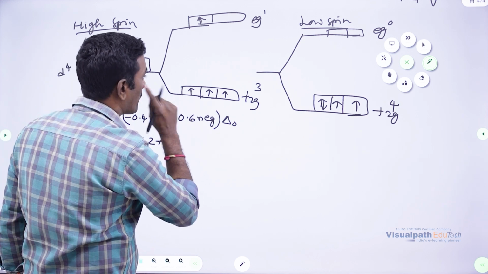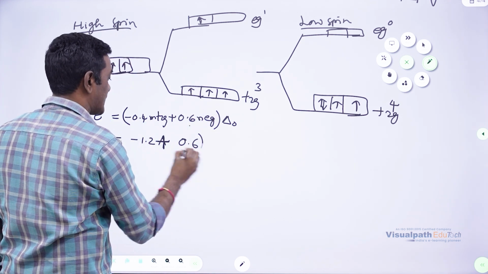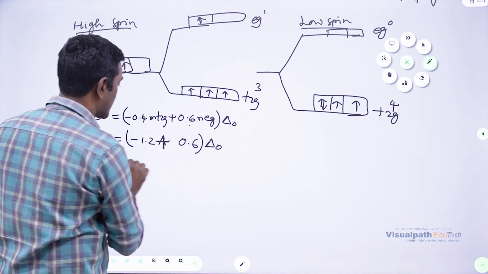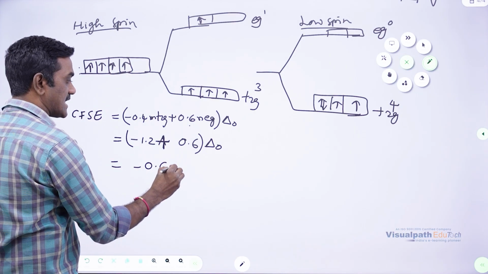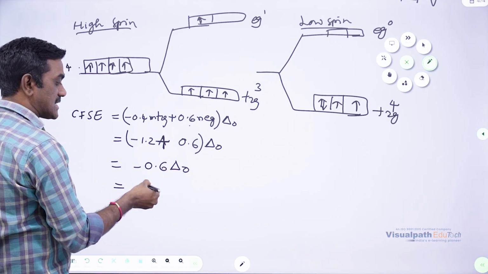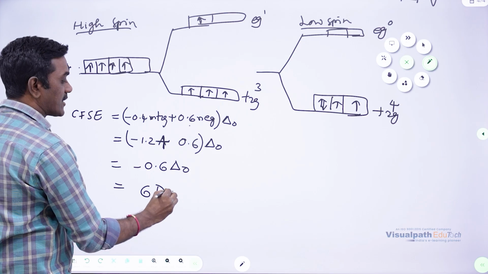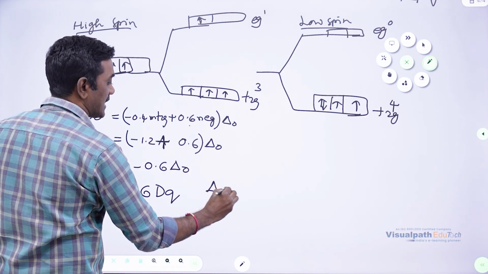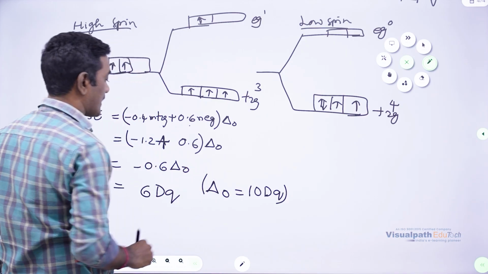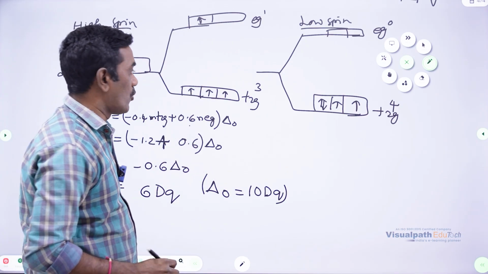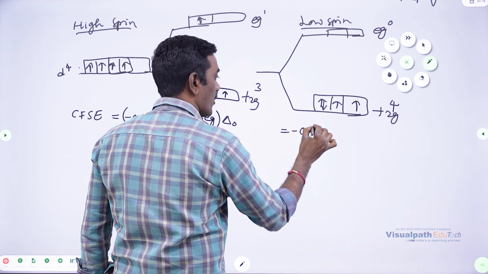Minus 1.2 plus how much is going to be? 0.6 into 1, 0.6 delta naught. How much is going to be? It's going to be minus 0.6 delta naught. Obviously, if you are multiplying with 10, it's going to be 6 Dq, because we have discussed that delta naught is equal to 10 Dq.